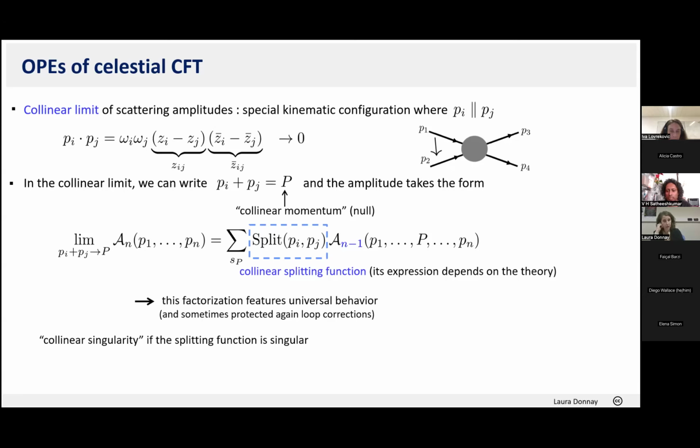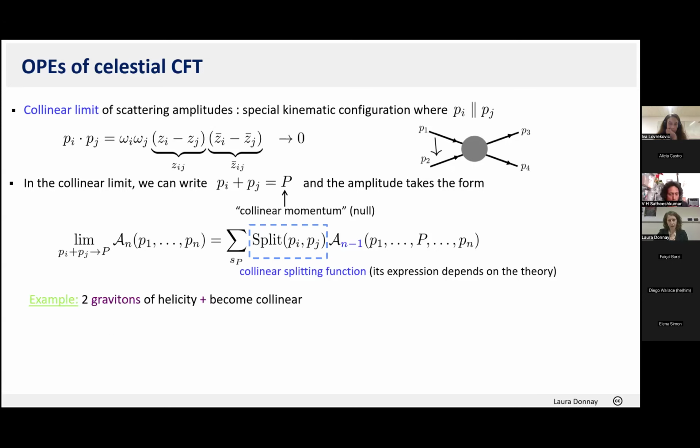And we say that an amplitude has a collinear singularity if the splitting function has some singularity in this collinear limit when you send pi parallel to pj. Okay. So if it's the first time you see this, don't worry. If you've been working with amplitudes, this is something you know very well. So let's do an example just to give you an idea of how we can see the OPE behavior here.